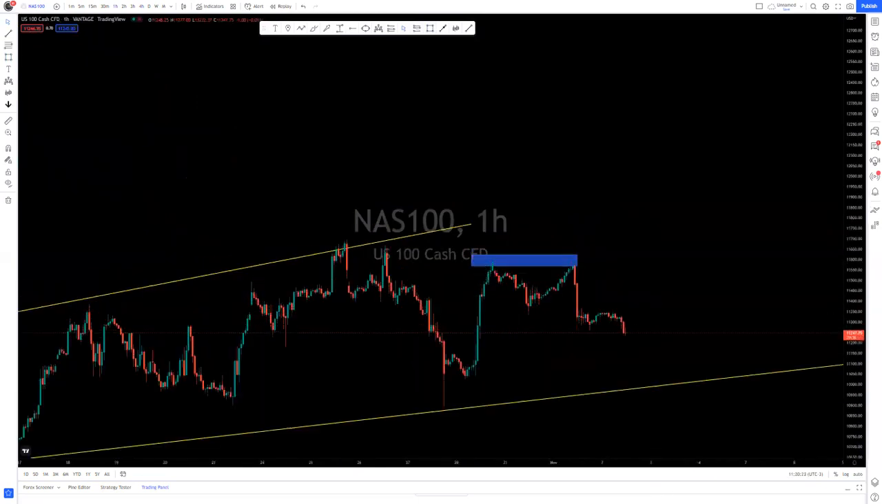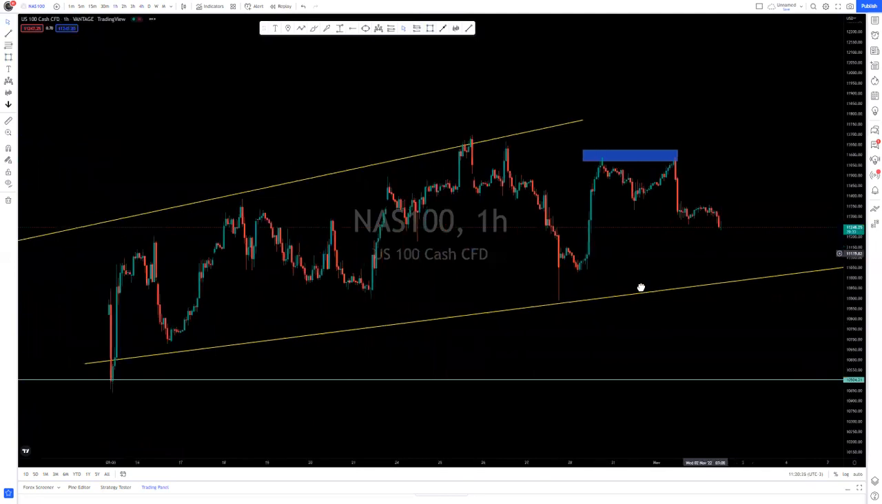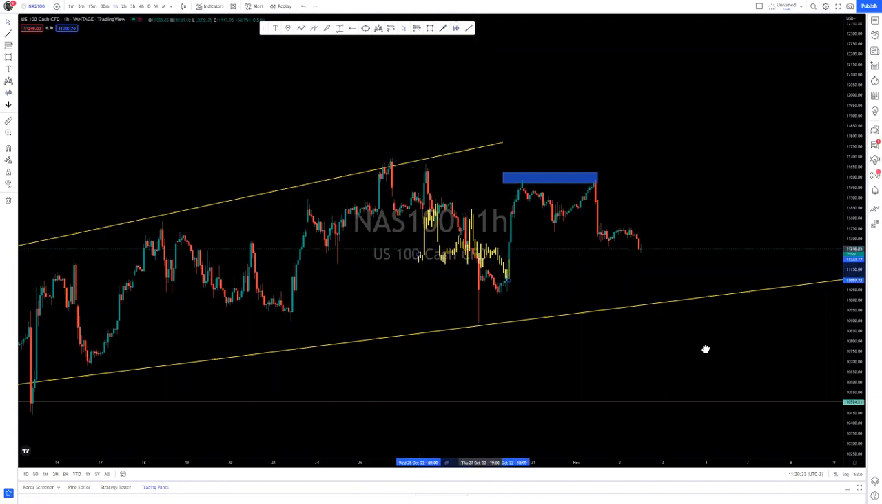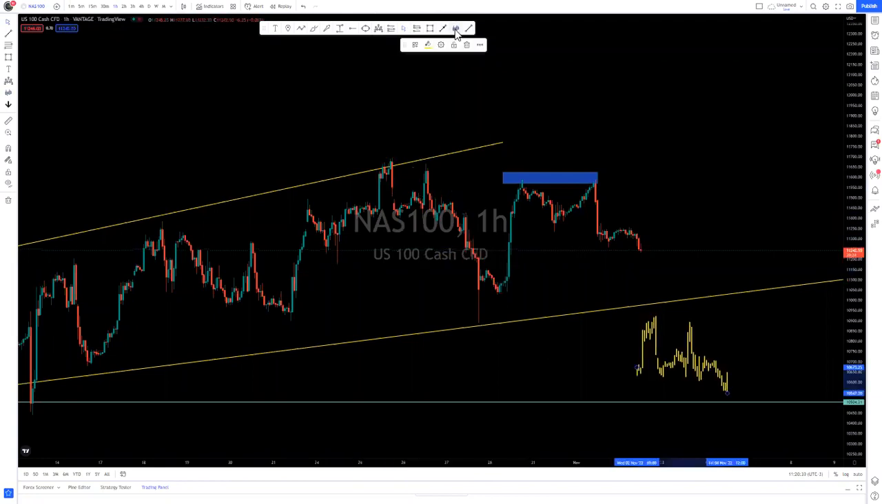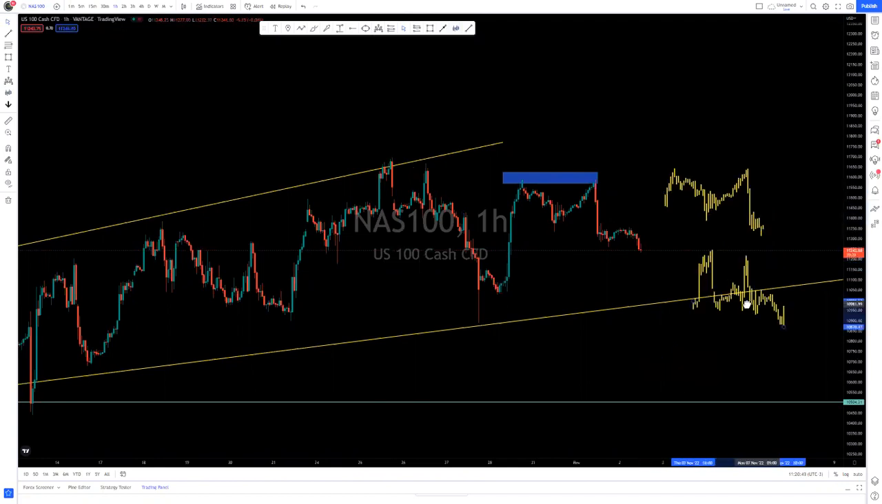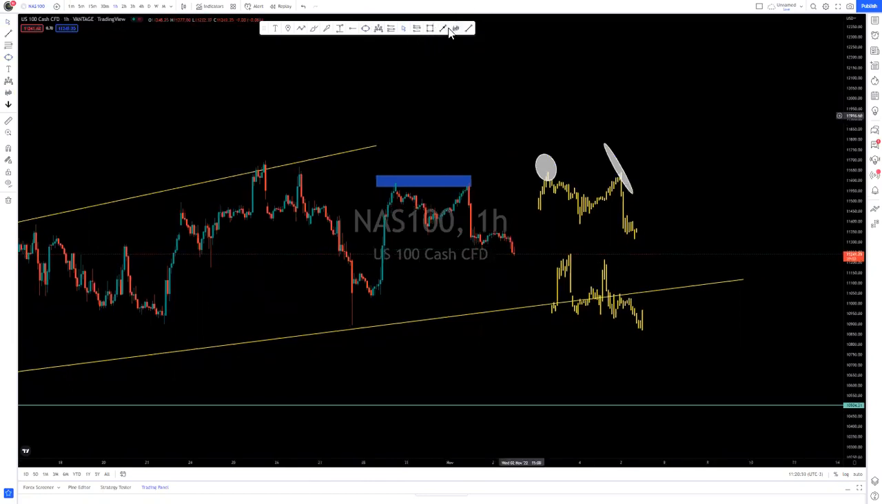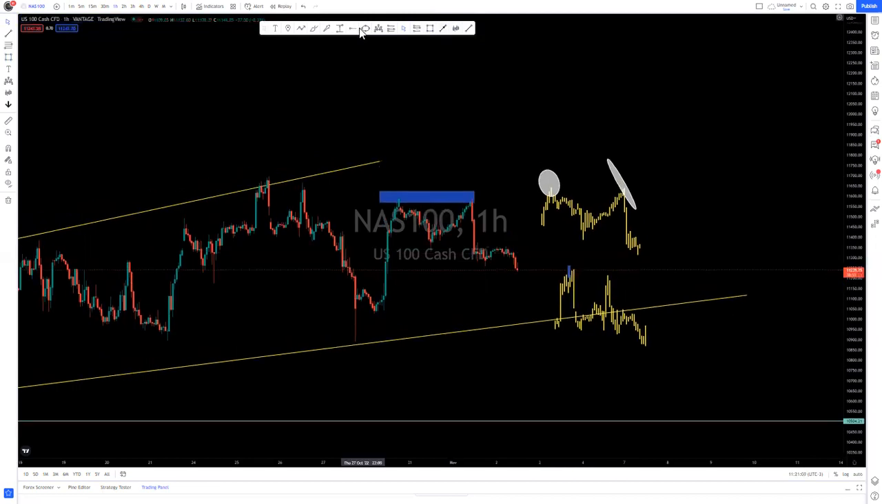So on the 1 hour, we could see the real reason why price went down. This pattern here is a double top. This pattern here is also a double top. The real reason I'm showing you this is that price just keeps repeating what it did. You could see that there was a top. Even on the lower side, same thing. There was a top, and then there was a top again. Is it clear?